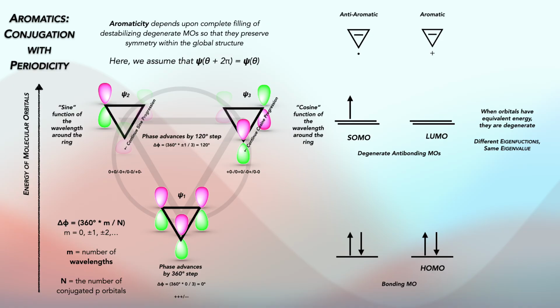In the case of the three-membered ring, cyclopropenyl systems with 3 p orbitals, the phase can only advance in steps of 120 degrees. That gives us one fully bonding molecular orbital and one degenerate anti-bonding pair. If the bonding molecular orbital is completely filled, the system preserves symmetry. That's aromaticity. If it is half filled, symmetry breaks. That is anti-aromaticity.